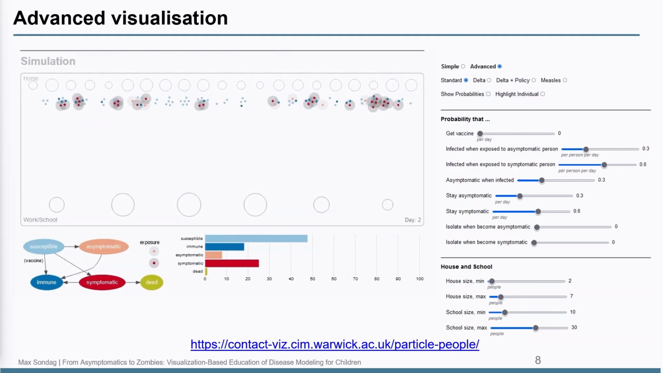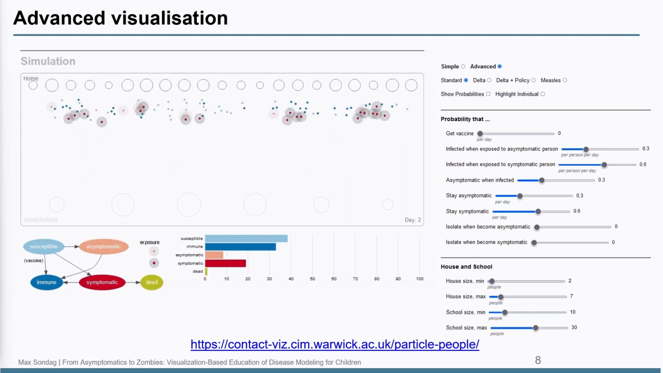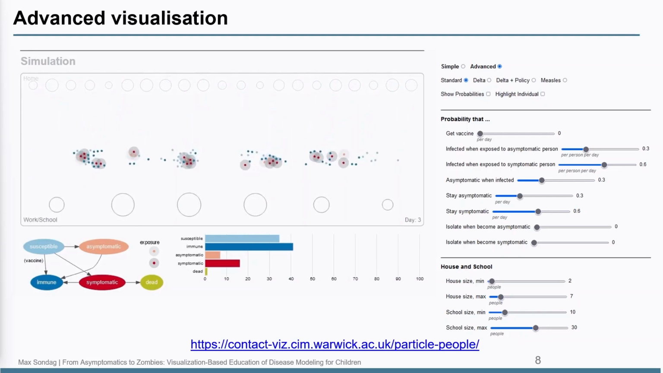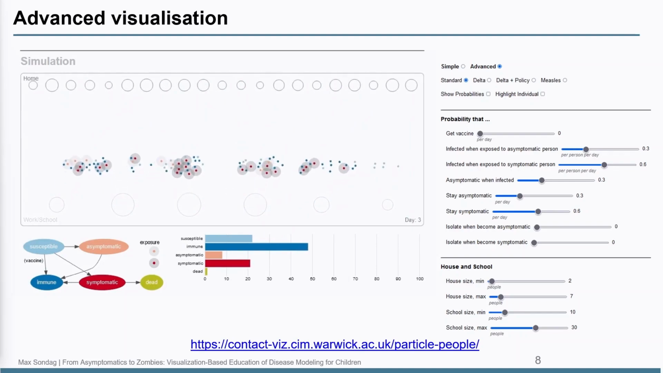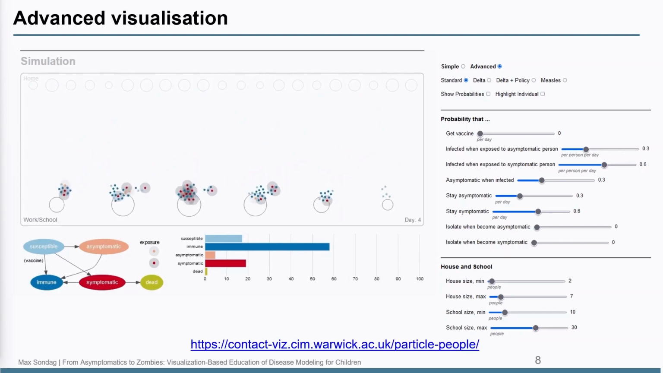So it's similar as before. The little particles represent people and the colors represent their states. The model is a little bit more complex. It now includes asymptomatics, as we have in COVID as well. It includes vaccination. And there's a whole bunch of parameters that the students can play with and really explore what does it mean if the disease is slightly more infective, what does it mean if people get vaccination, what's the end result on these kind of models in here.